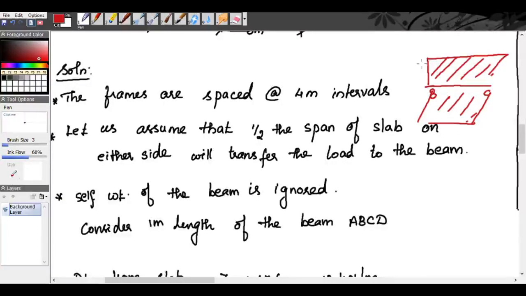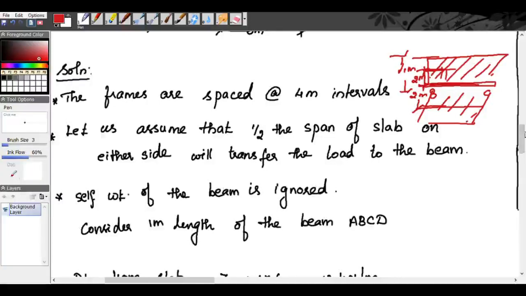See, the frames are placed 4 meter apart, right? So half the span of the slab, that means from this slab about 2 meter, for a distance of 2 meter the load is transferred to this beam BC, and from this slab also the load from about 2 meter will be transferred to the span BC. So the self-weight of the beam is ignored.